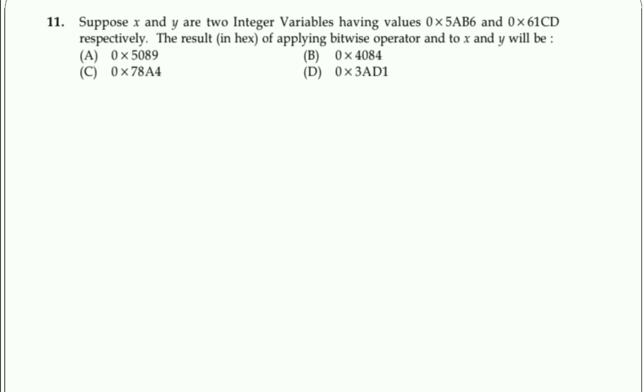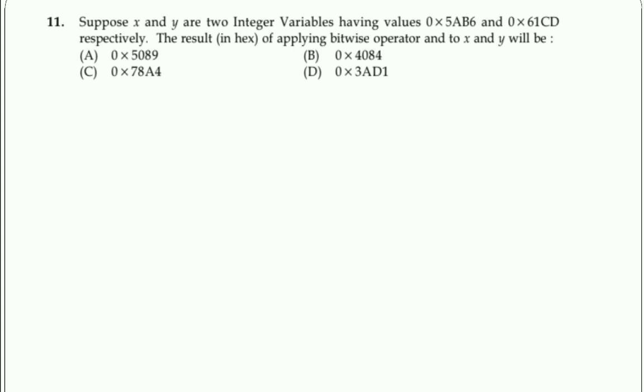The next one. Suppose x and y are two integer variables having values 0x5ab6 and 0x61cd respectively. The result of applying the bitwise operator AND to x and y will be dash. So here, we need to perform the bitwise operator on the hexadecimal values x and y.